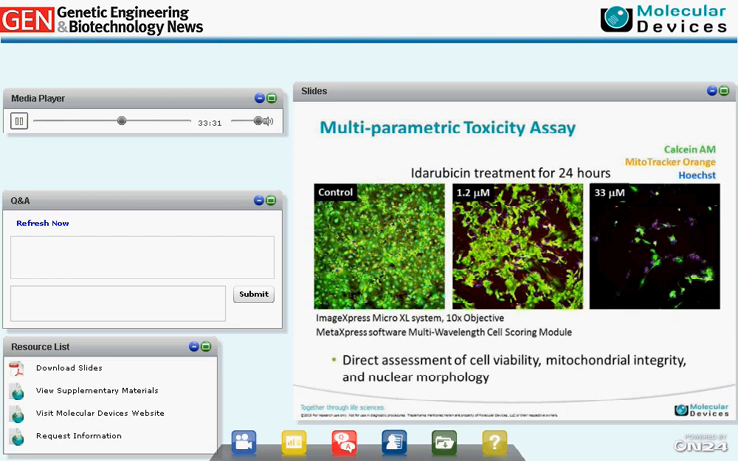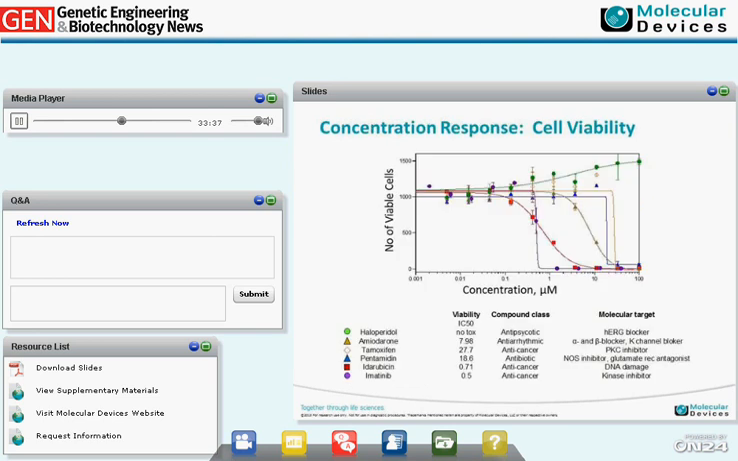Here we can see idarubicin treatment showing degradation of the cells as expected. And you can look for various parameters. You can get up to 20 to 30 parameters from this. Here we're just looking at the number of viable cells, and we can see dose response of the various compounds tested here with different molecular targets. I'll call your attention to haloperidol, where we see no toxicity effect on cell viability, but this is a known hERG blocker and has cardiotoxic effects in vivo.